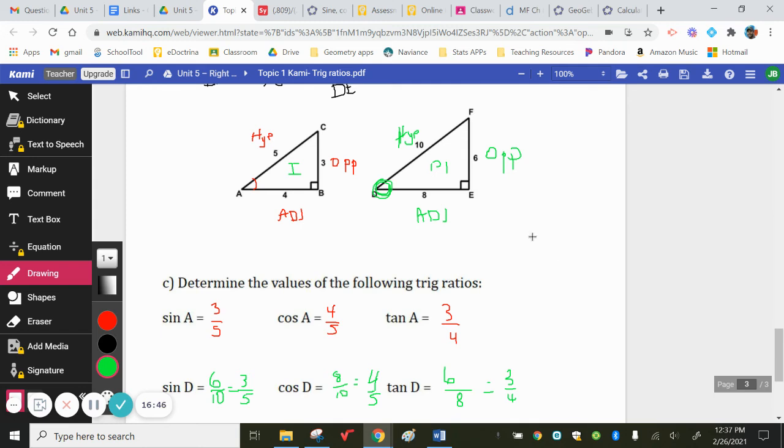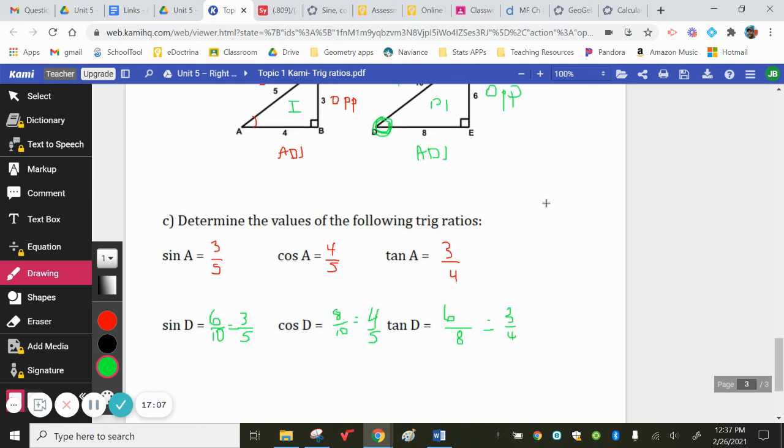So the last point that I wanted you to learn was how when a triangle is dilated, the ratios will still stay the same because the angles are the same. The ratio of the opposite and hypotenuse, or opposite and adjacent, or adjacent and hypotenuse, those ratios are always going to be the same no matter what the size of the triangle is.